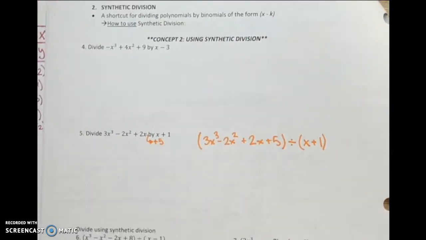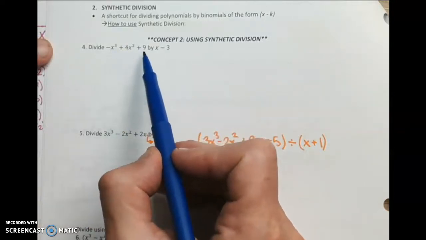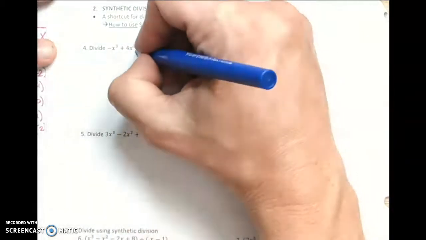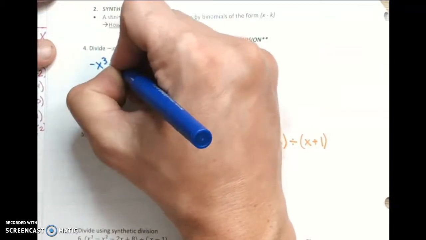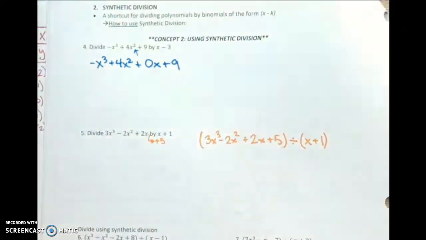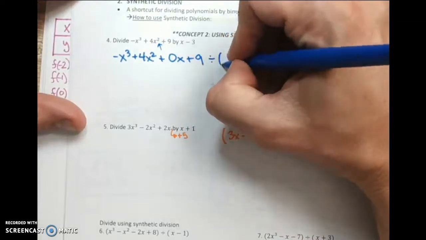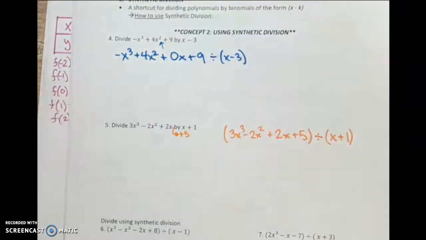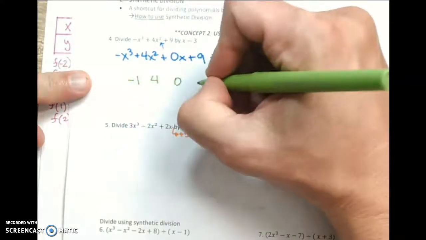And what you have to do is, if I have to divide negative x cubed plus 4x squared plus 9, I need that placeholder between these two. So I'm going to make it negative x cubed plus 4x squared plus 0x plus 9. Has to be that. Now, all I really need from that is the coefficients. Now I'm just going to put divided by x minus 3 here. So I'm going to pull out the -1, the 4, the 0, and the 9.